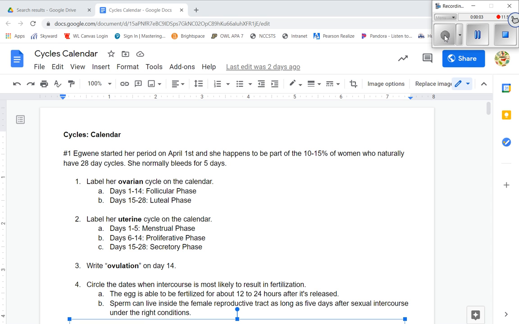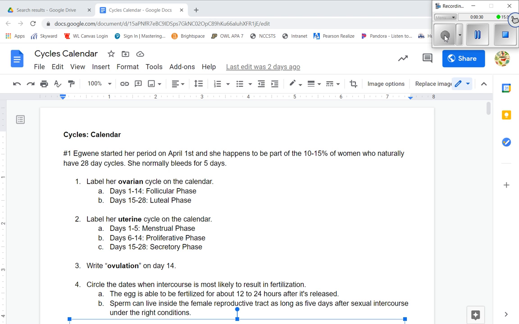Hello. I want to go through this calendar assignment with you because it's a little bit tricky. Before period apps, women had to track their cycles on calendars, and that is a skill that we're going to practice today. So, starting with Egwene, she says she started her period on April 1st, and she happens to be part of the 10 to 15% of women who naturally have 28-day cycles. She normally bleeds for 5 days.